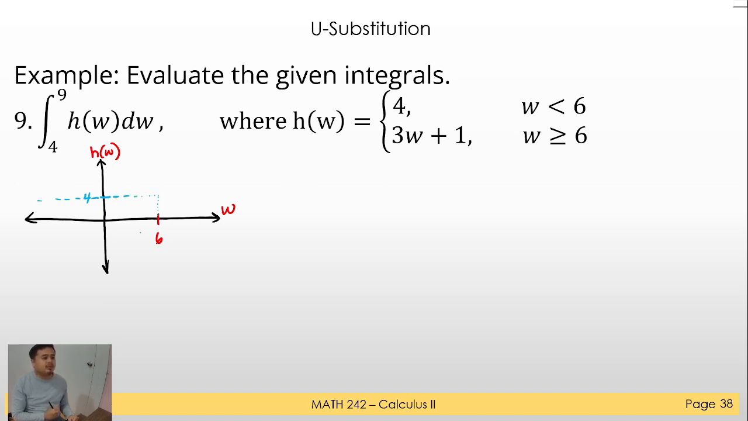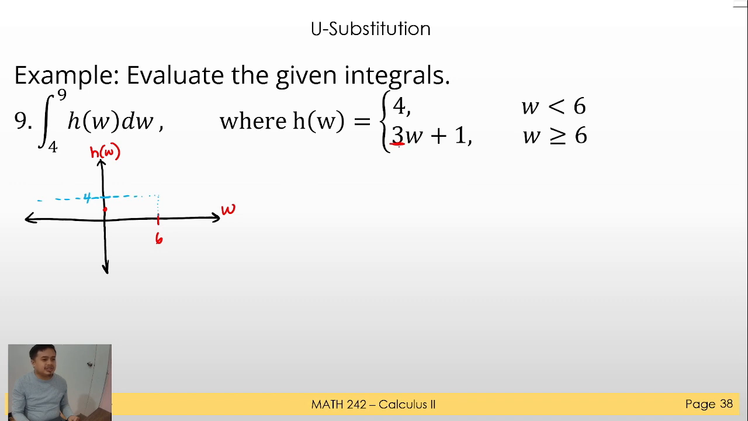Okay, and then when your w is greater than or equal to 6, 3w plus 1 will be your function. So 3w plus 1, how do we graph this? The y-intercept of w is 1, so this will be your 1.